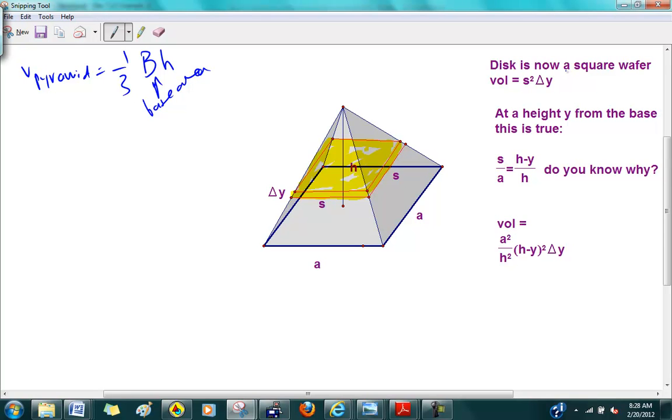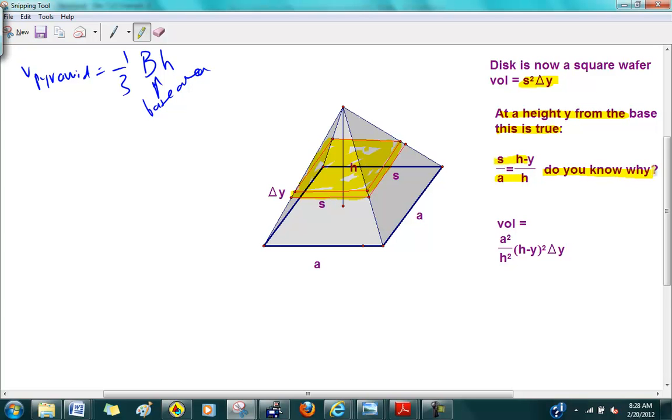So we know that the volume of this wafer is s squared delta y, because remember the volume of a prism is length times width times height. The length is s, the width is s, the height is delta y. And now I'm claiming that at a height y from the base, this is true.